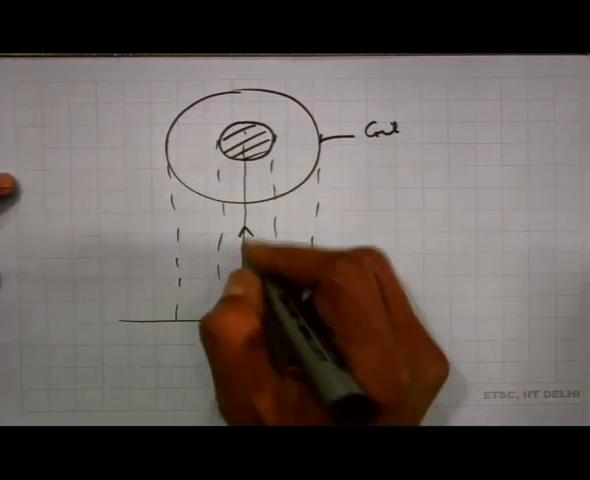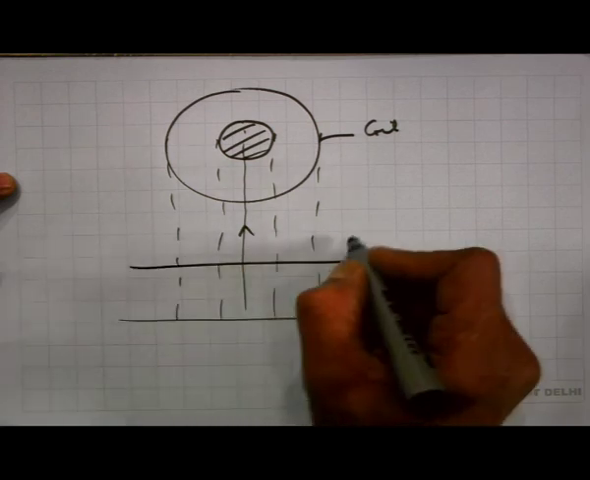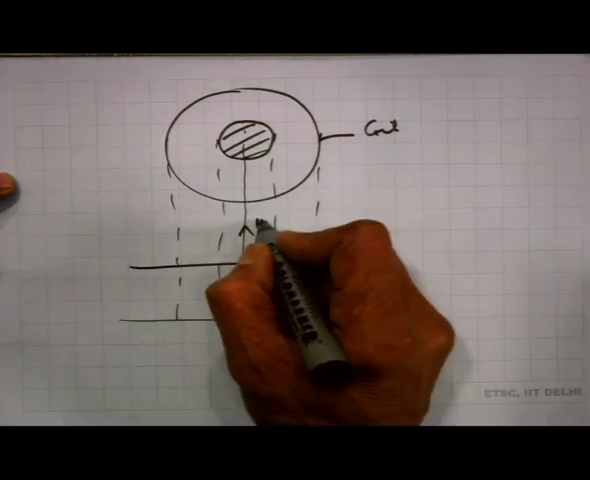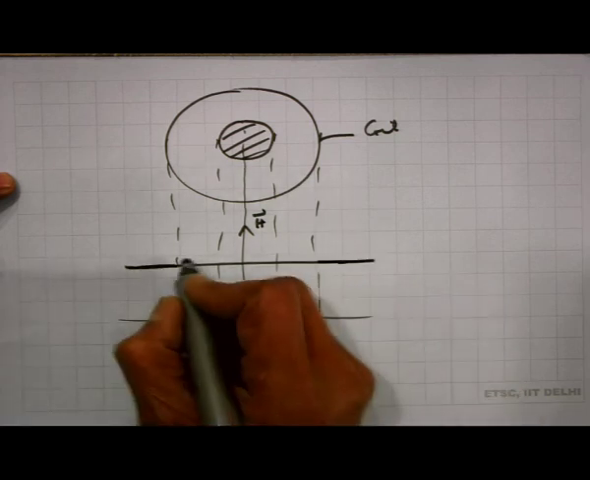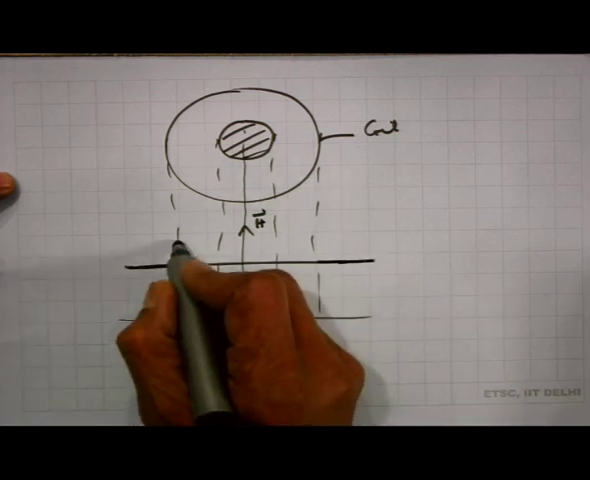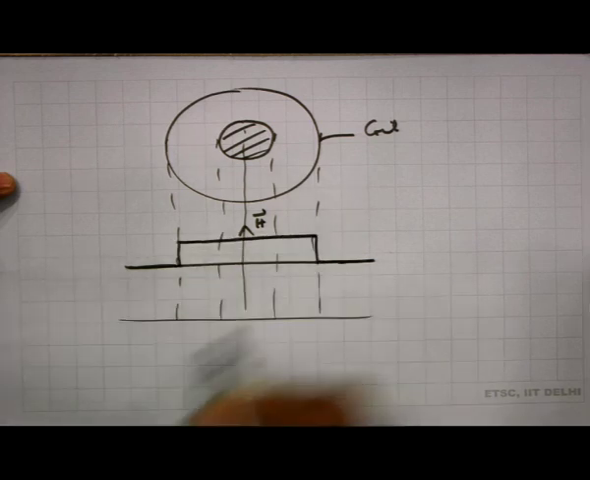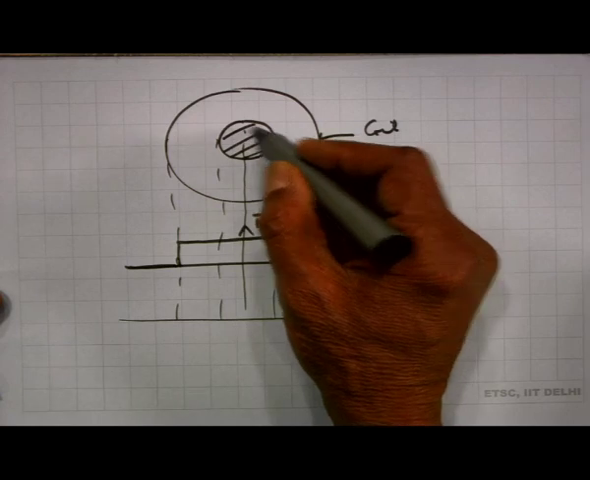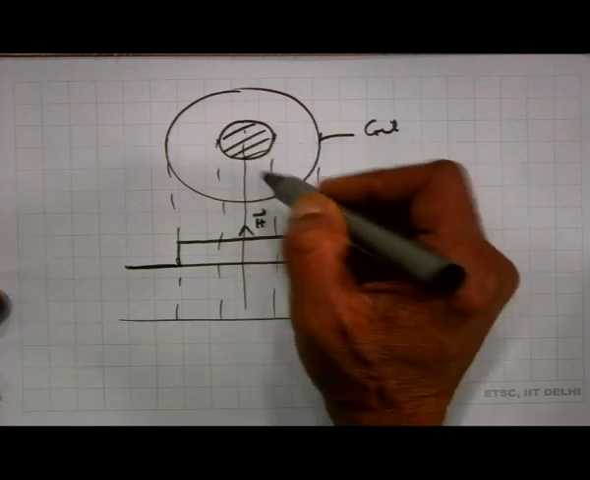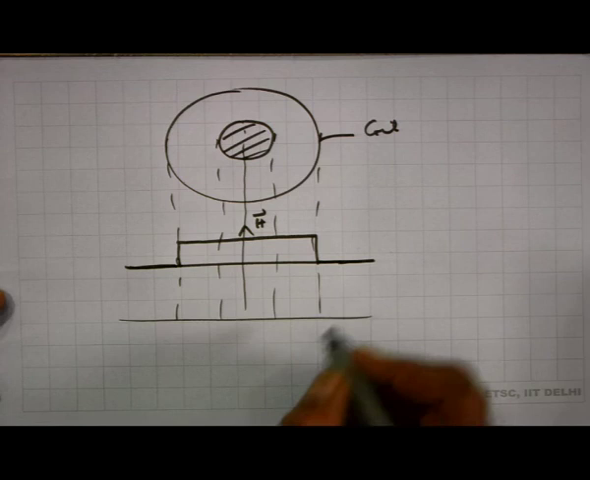So, let me draw a couple of figures. First I want to draw H versus position. H is 0 outside, and H is the same everywhere. H is the same inside the magnetic material, outside the magnetic material, within the solenoid. It is the same, H is constant everywhere.